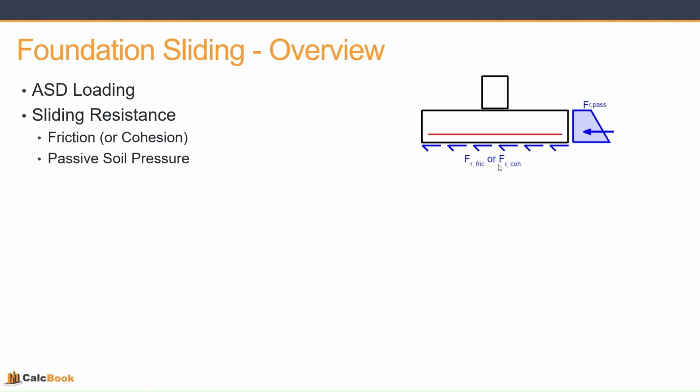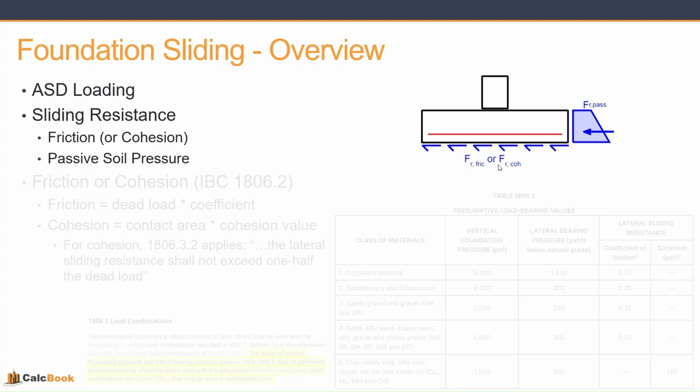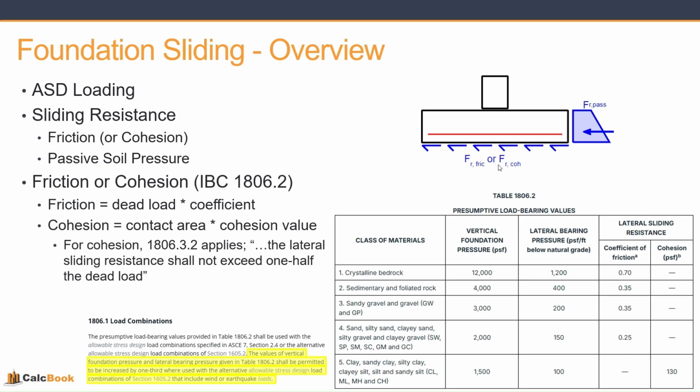So, quick recap here. For sliding of a foundation, we use ASD loading, and our sliding resistance is due to the combination of passive soil pressure, so the soil pushing back against the foundation as it tries to move, and then the friction or cohesion, so the friction beneath the bottom of the footing and the soil below it, or the cohesion. So when we look at these two items, we typically get these values either from our geotechnical engineer or the presumptive load-bearing values from the IBC tables.